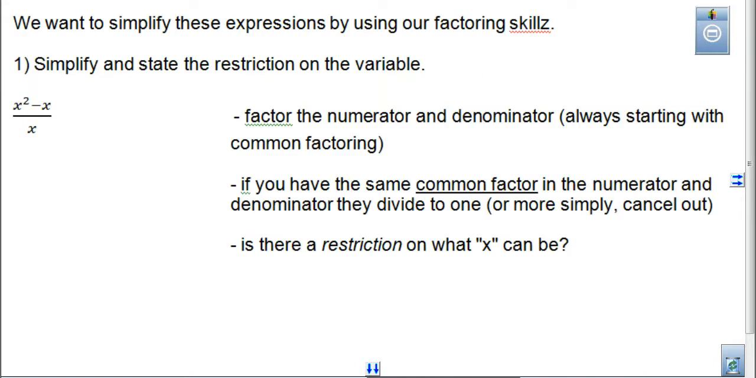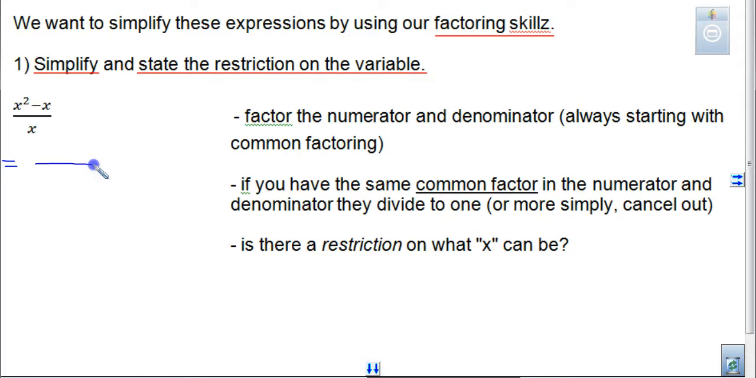So we want to simplify these expressions by using our factoring skills, and yes, that is a Z on purpose. So what we're going to be doing is answering this question. We're going to first simplify the expression, and then we're also going to state the restriction on the variable. We'll talk about what that means at the very end. Now, the way that we simplify these is we're first going to factor the numerator and denominator, and always starting with common factoring. Alright, so we spent a lot of time working on factoring, and this is why it's the most important thing to do for this new unit.